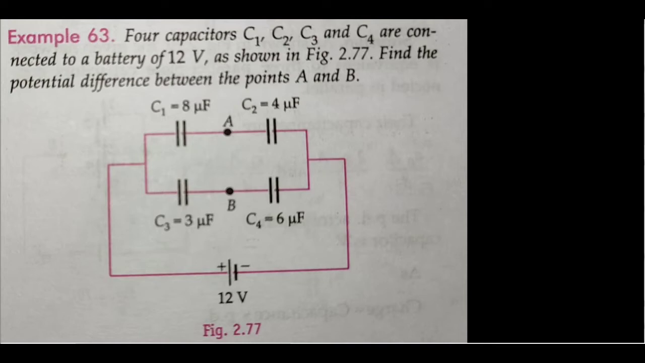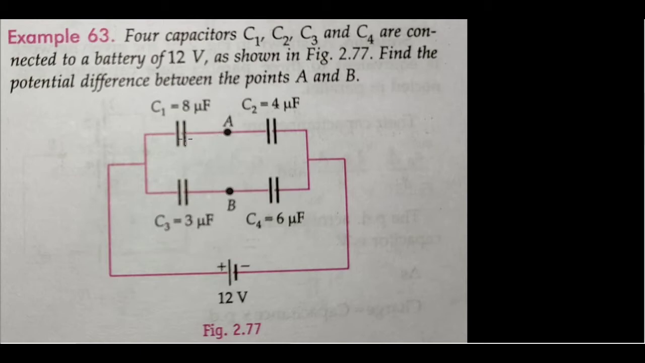This question is from the chapter electric potential and capacitance. So let's get started. Students, the question is: four capacitors C1, C2, C3 and C4 are connected to a battery of 12 volt as shown in the figure. Find the potential difference between the points A and B. So look at this diagram here.